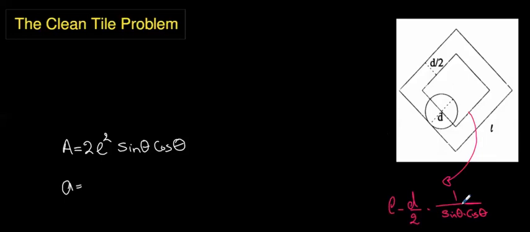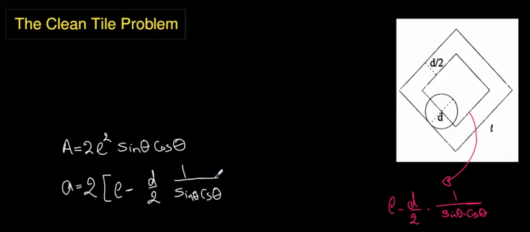So the area of that should be equal to 2 times (L minus D over 2) squared, times 1 over sine of theta cosine of theta. Here, instead of L we have L minus D over 2. And by similarity, the angle should be the same. That's why here it should be sine of theta, cosine of theta.